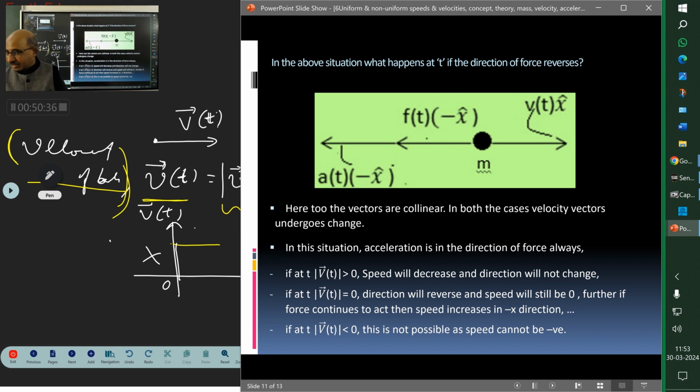What is the meaning of that? Modulus v bar t greater than 0, speed will decrease, direction will not change. What is the meaning of this? So the body will decelerate. The body is not at rest.